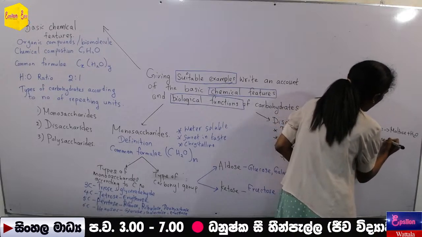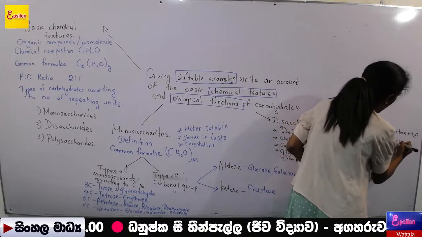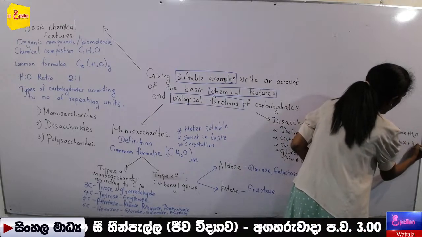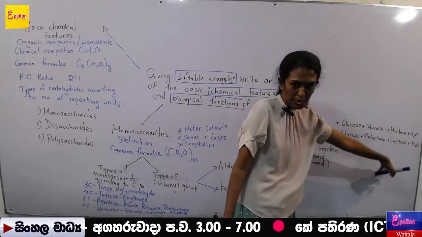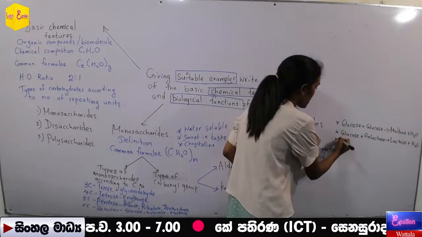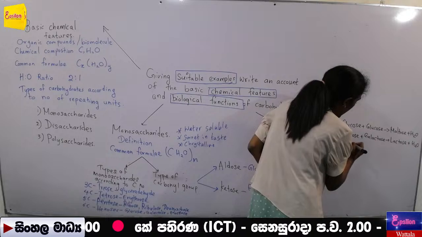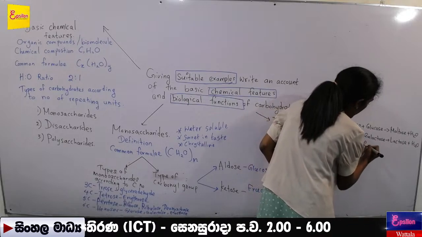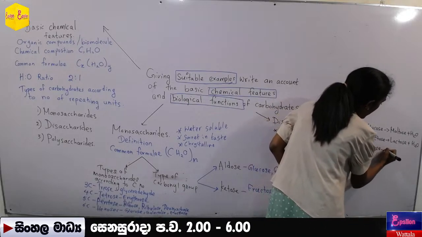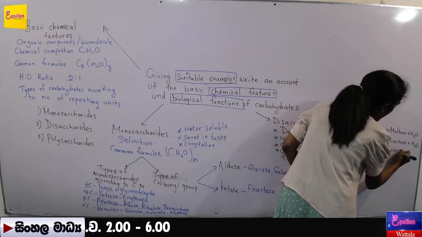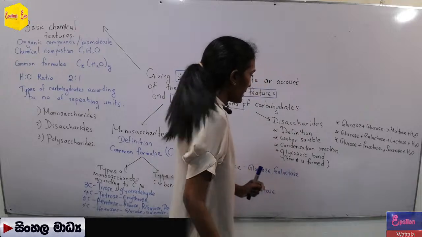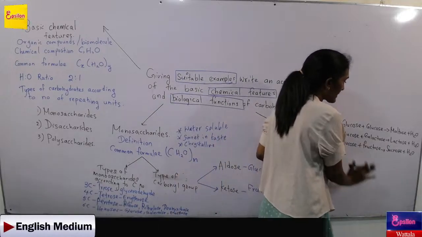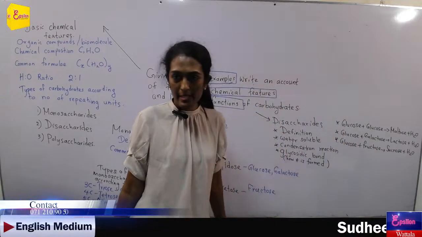This is some O-level knowledge, isn't it? Plus water. So when you are writing the answer, don't forget to write about function of each, okay? Each example, each function should be there. Then glucose and fructose will form sucrose plus water. Right. Then these examples you have to write in words, isn't it?